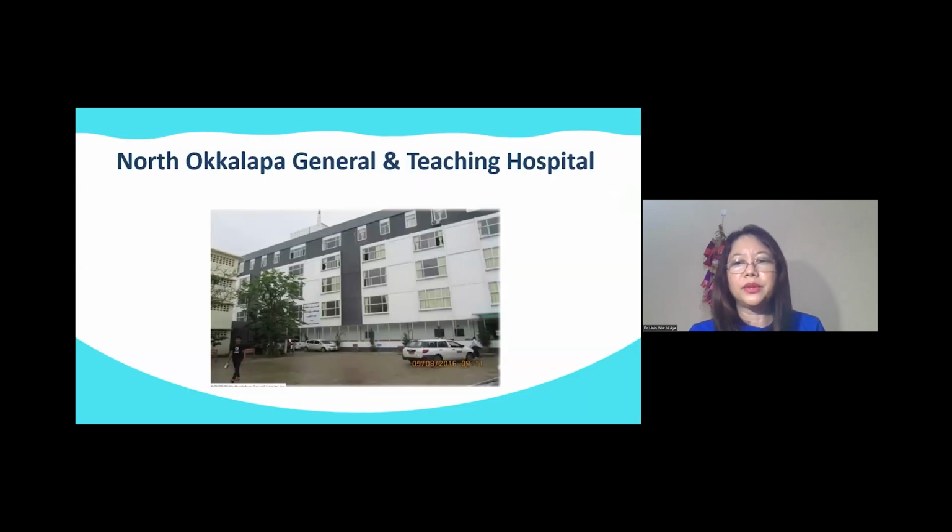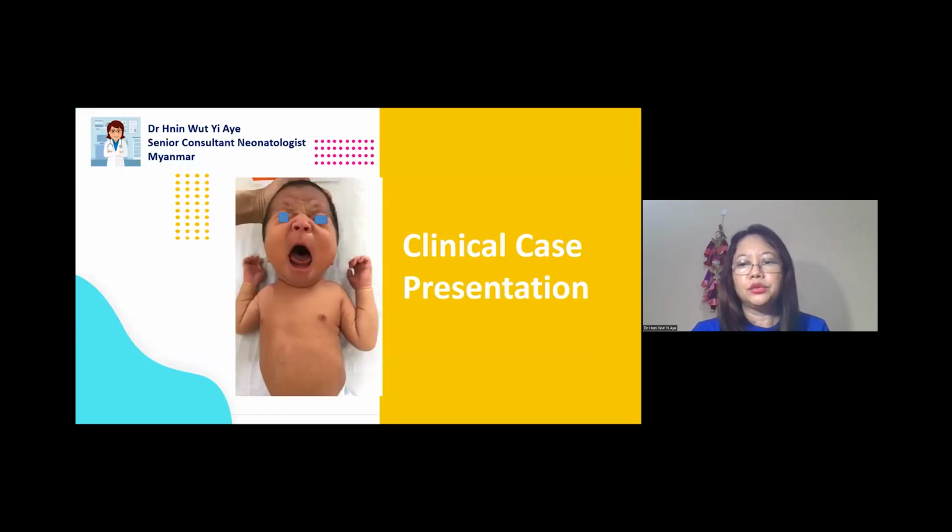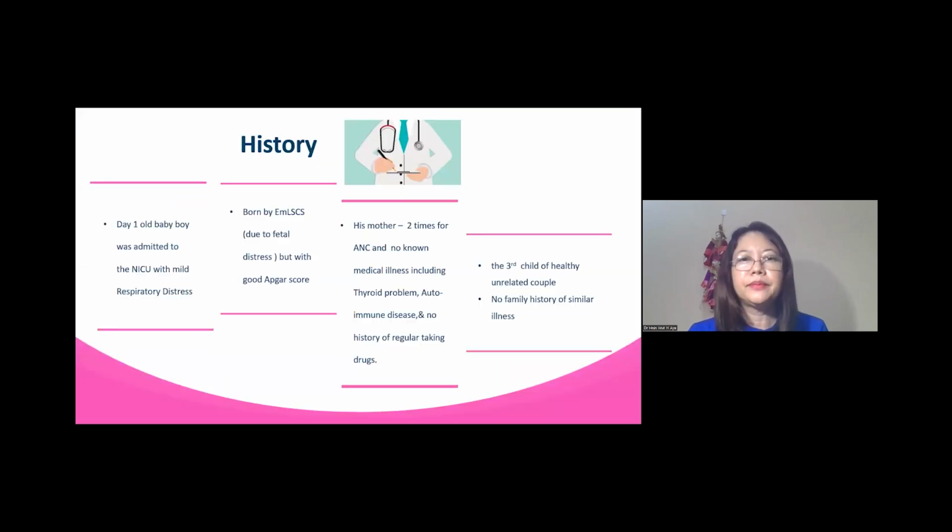So this is my hospital, 800-bedded general and teaching hospital. And let's go to the case clinical presentation. So I show the picture of the infant after the permission of the parents.